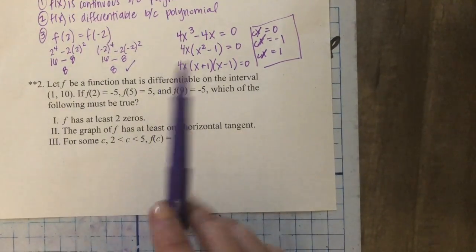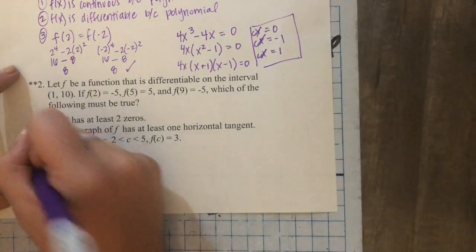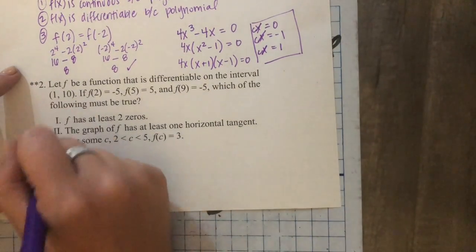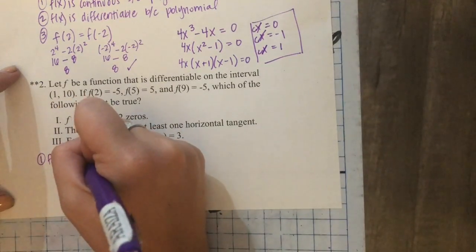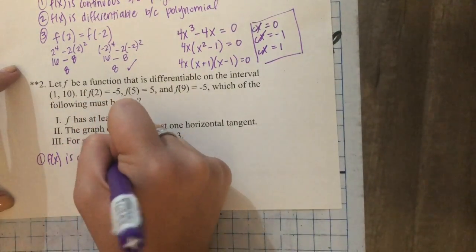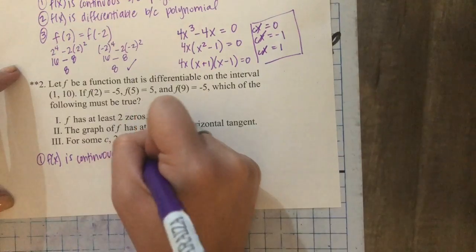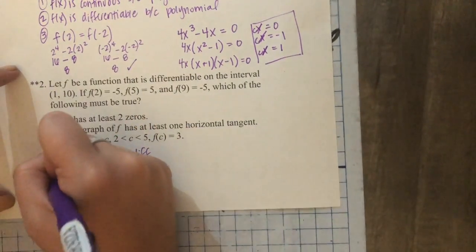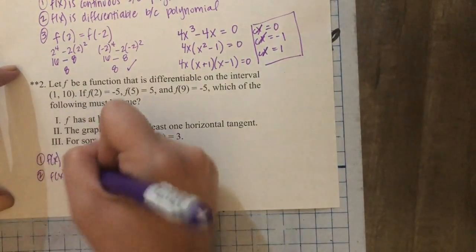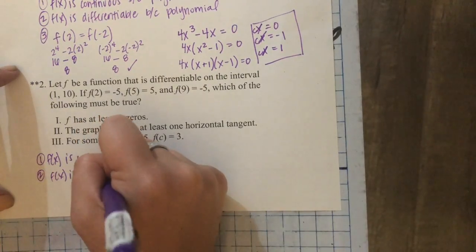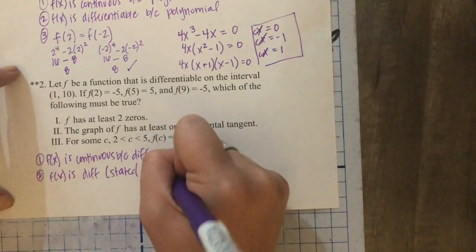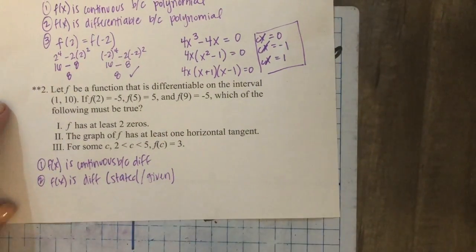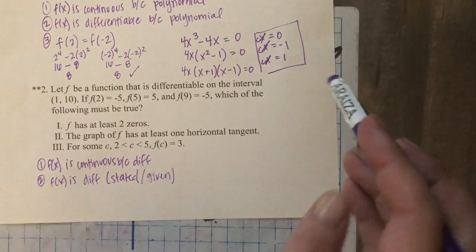So we already know it's differentiable, right? And if it's differentiable, it's also continuous. So one, f of x is continuous because it's differentiable. Two, f of x is differentiable because it's stated, it's given. Okay, so our conditions are out of the way in case we want to use Rolle's theorem.